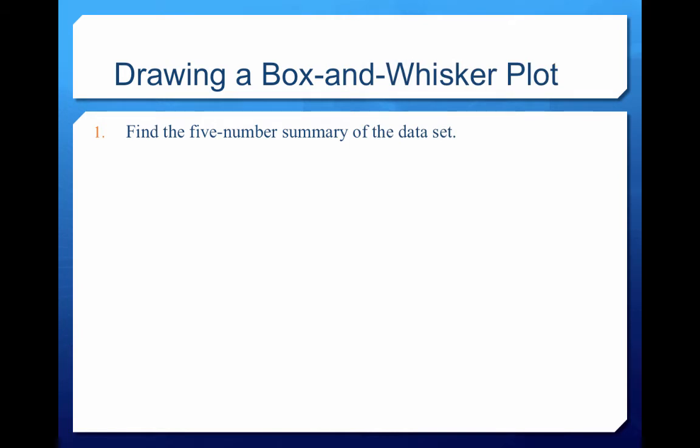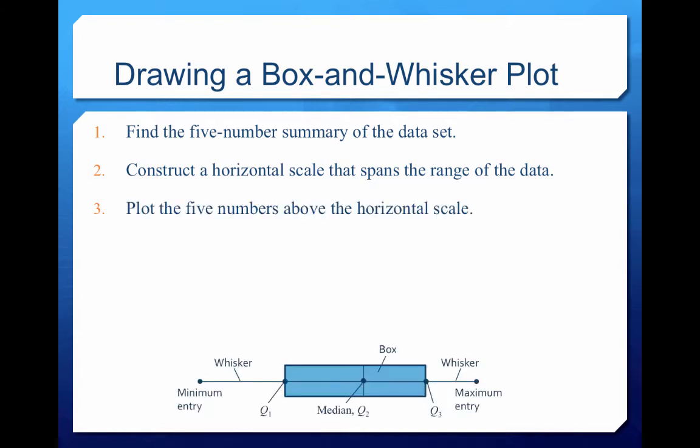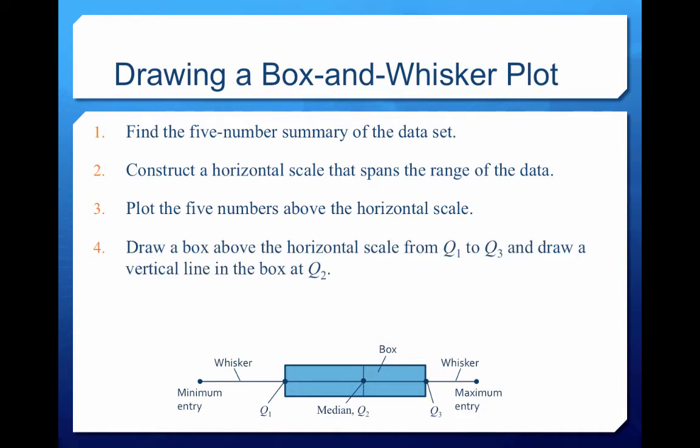All right, so when we're drawing a box and whisker plot, the first thing we have to do is find that 5-number summary of the data set. Then we're going to construct a horizontal scale that spans the range of the data. In other words, this horizontal scale will go from the minimum up to the maximum. Then we're going to plot the 5 numbers above the horizontal scale. And then we're going to draw a box above the horizontal scale from Q1 to Q3 and draw a vertical line in the box at Q2.